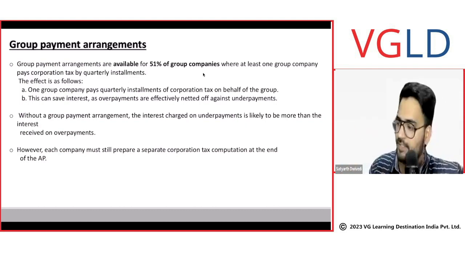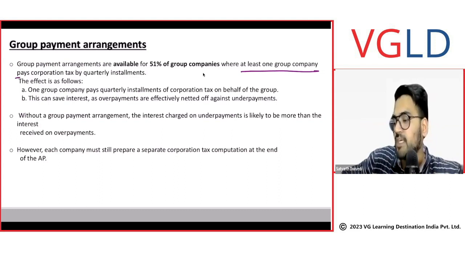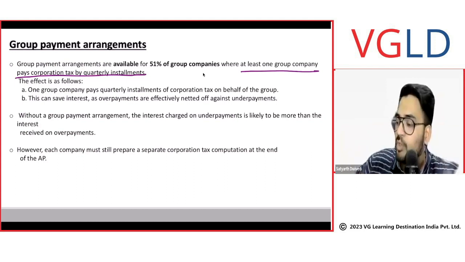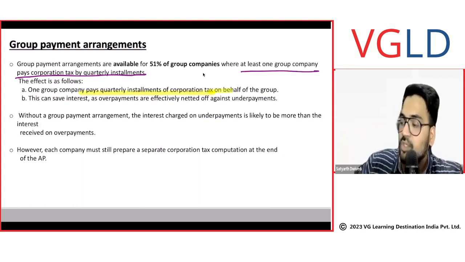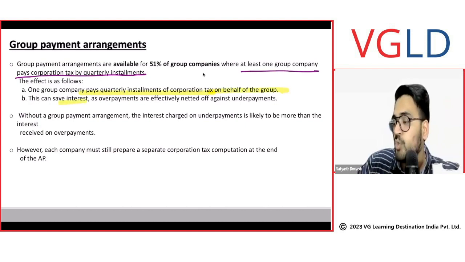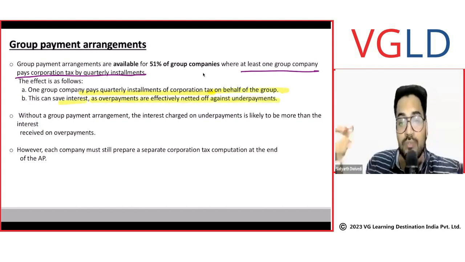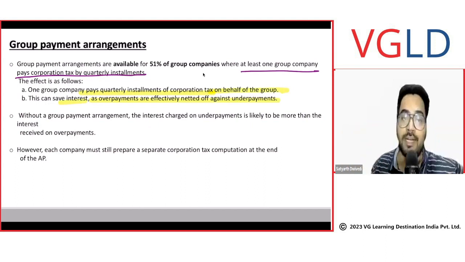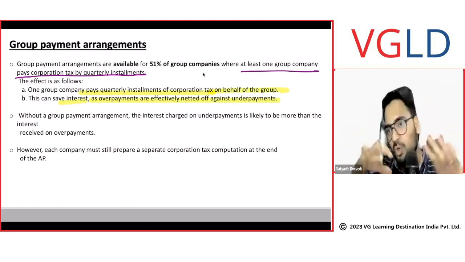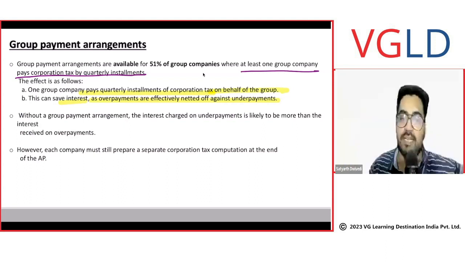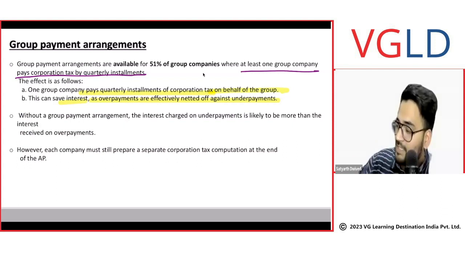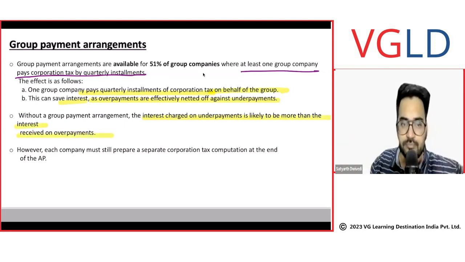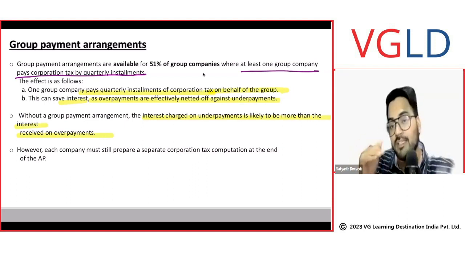Now, if there is a group company and that is a large company, right? At least one group company pays corporation tax by quarterly installment, which means it's a large company. So what is the effect of having one large company? One group company pays quarterly installment of corporation tax on behalf of the group. This can save you interest as overpayments are effectively netted off against underpayments. So if some other company within the group is making an underpayment and you are making an overpayment, it can be netted off. Without a group payment arrangement, that is, one company pays for the entire group, interest charge on underpayments is likely to be more than the interest received on overpayment.